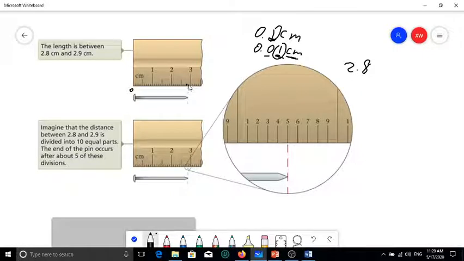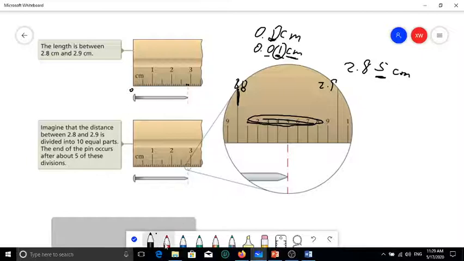But it's not 2.9 yet, so it's between 2.8 and 2.9. So this is in large part of that 2.8, and this is 2.9. And you can imagine, there's no number here, but these are imagined numbers. You can imagine the tip is right between 2.8 and 2.9, so you would estimate 2.85 centimeter. So you can see this number has 2 decimals.